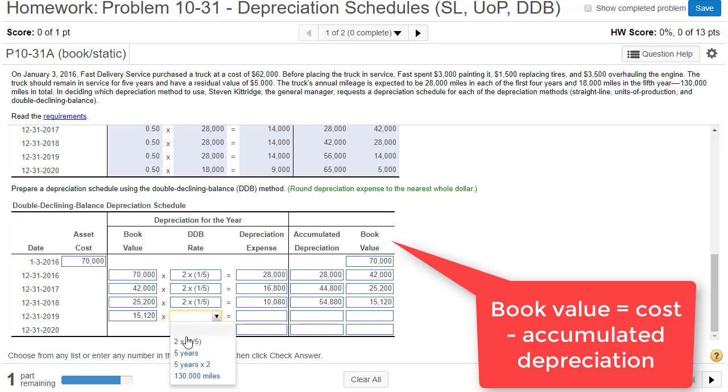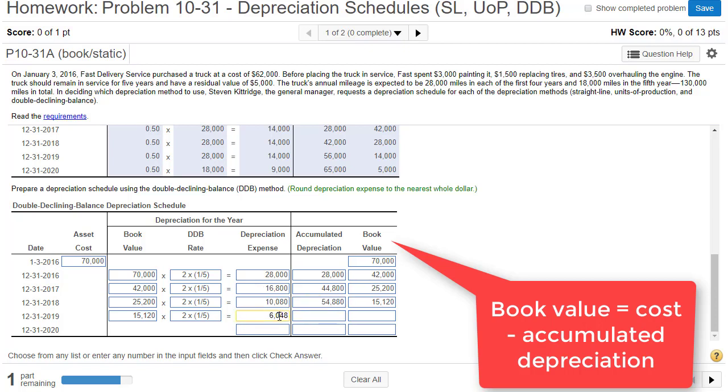calculation, still multiply by 2, divide by 5, and that gives us 6,048 of depreciation. So to calculate accumulated depreciation here, we're going to take the prior accumulated depreciation, add this year's depreciation. So we get 60,928. And our book value here is going to be the cost minus accumulated depreciation gives us 9,072.